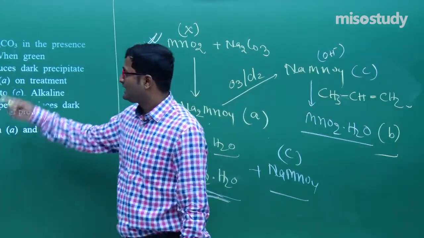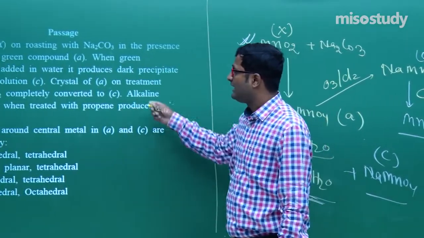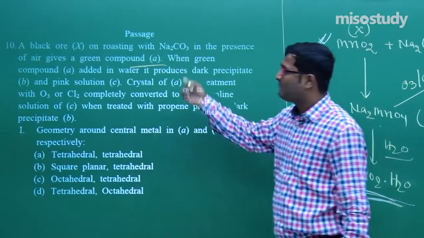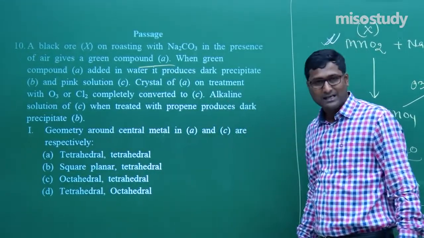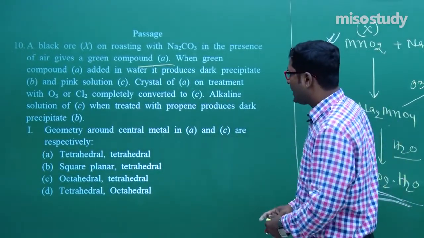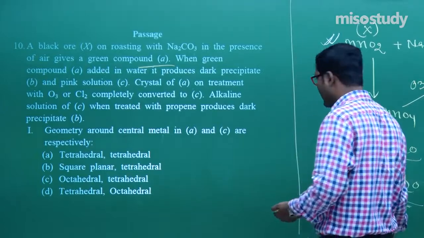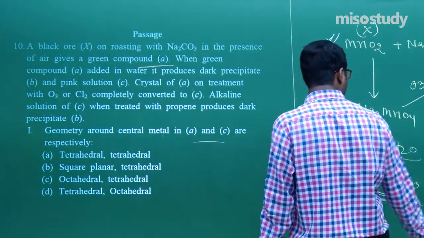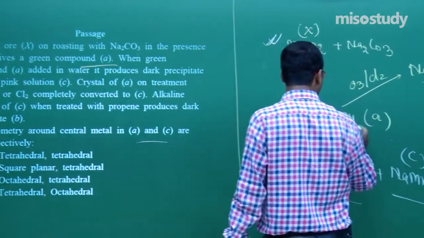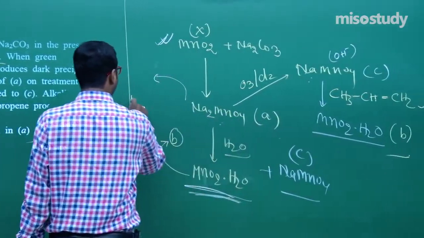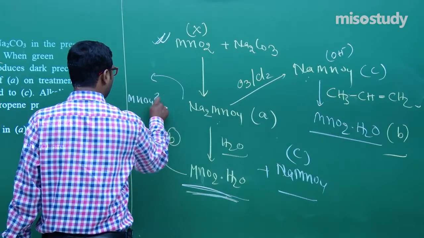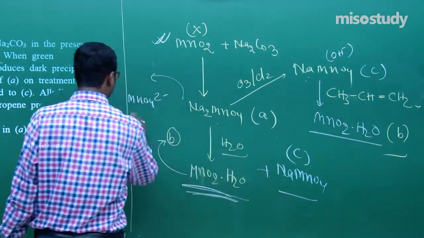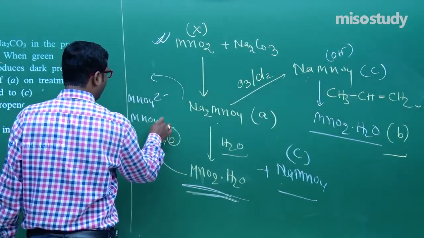You have to, that is the black one on roasting the green compound. That is the black one, in this case that is MnO2. Now the geometry around the central metal in A and C. As we know, if I talk about Na2MnO4, it gives you MnO4 2 minus. If I talk about NaMnO4, it gives MnO4 minus.